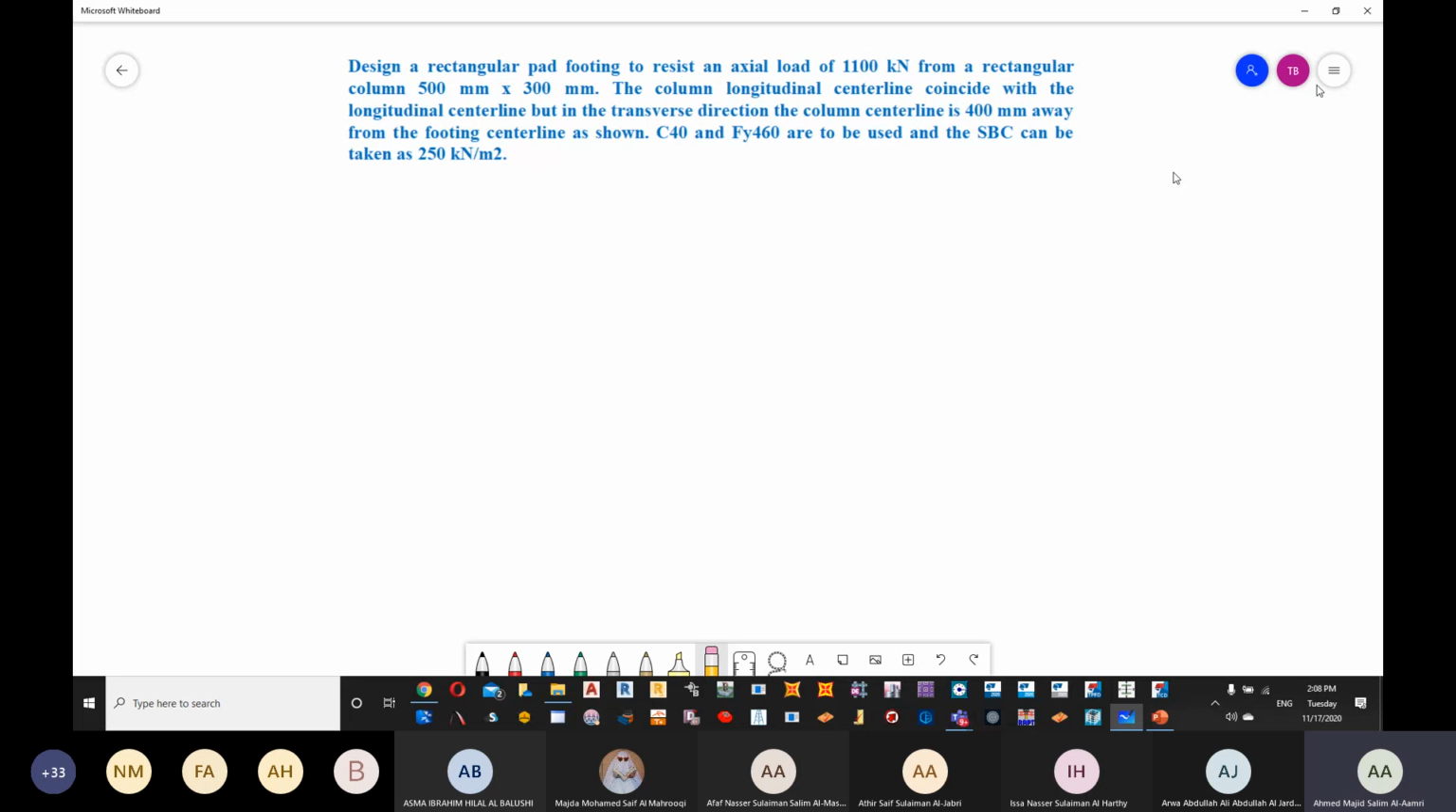So the question says we need to design a rectangular pad footing to resist an axial load of 1100 kilonewton from a rectangular column. Normally, if I am the person doing the design, I will just write the inputs here. So my input says that we have loading, a value of P or a value of N, whatever you call it.